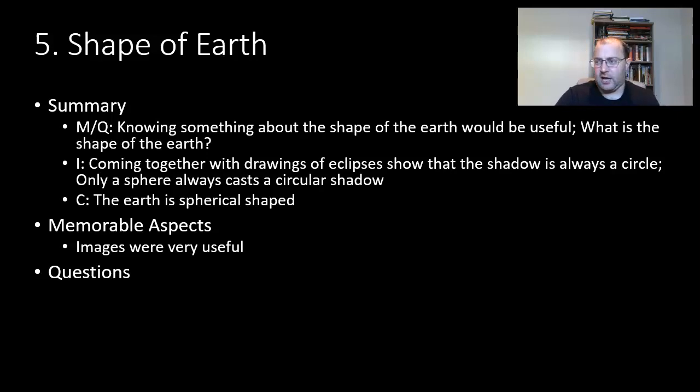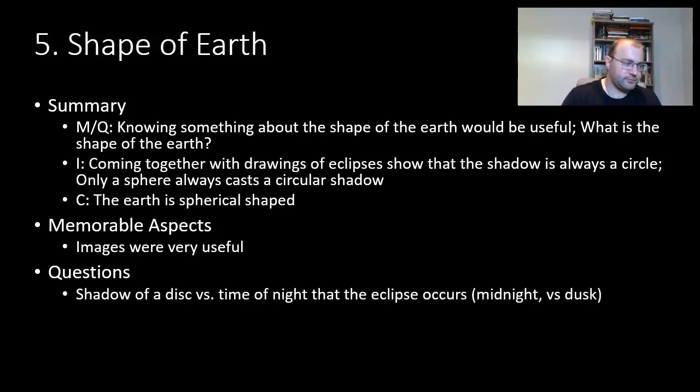Some questions I had about this one. The explanation that the Earth won't always cast a circular shadow, that makes sense, but I do think it might be clearer if you brought more specific examples.